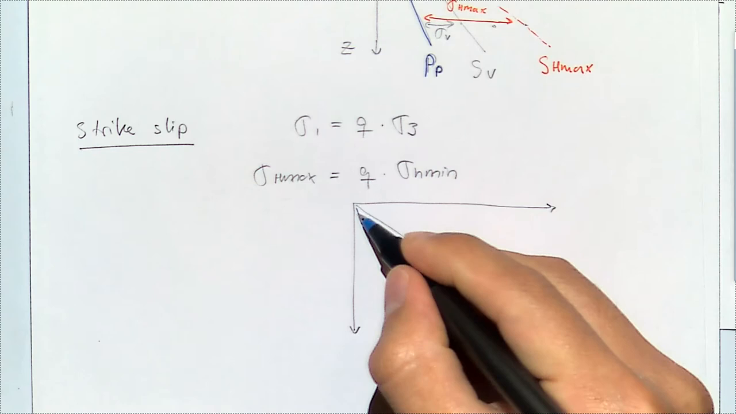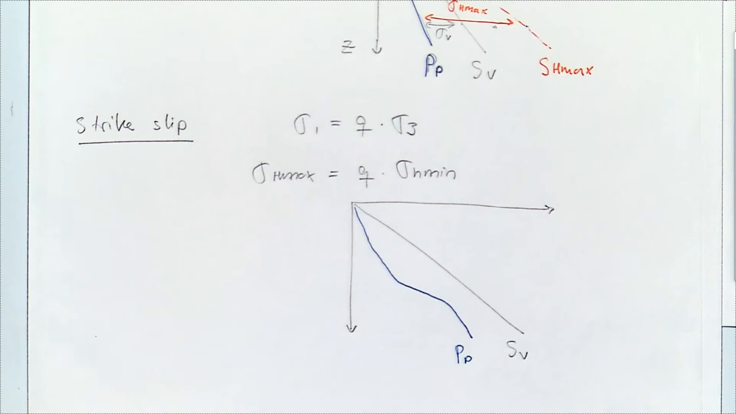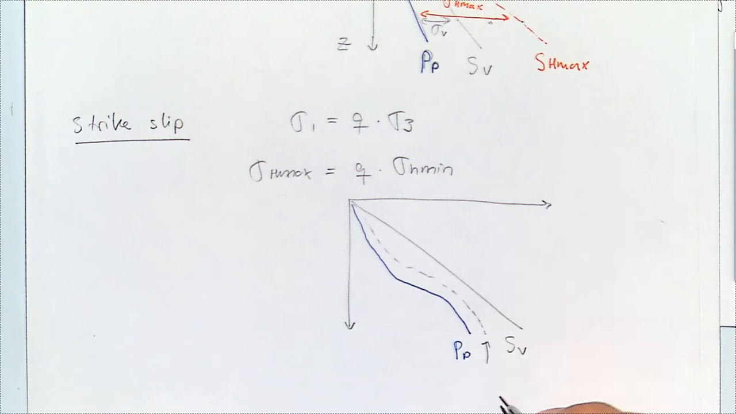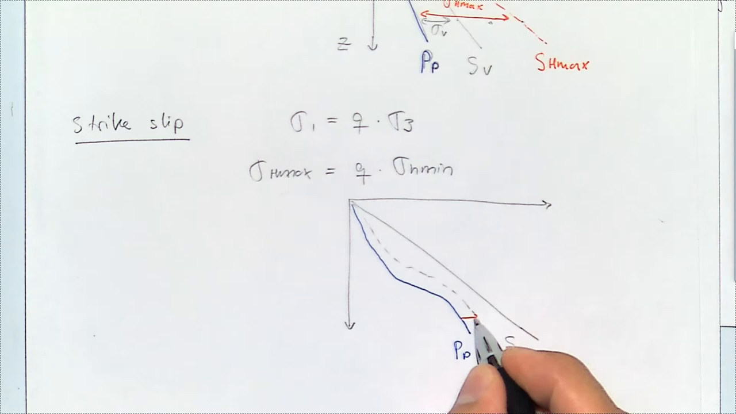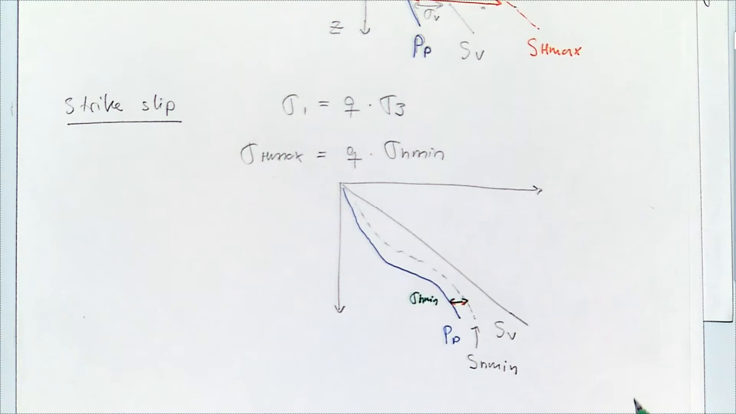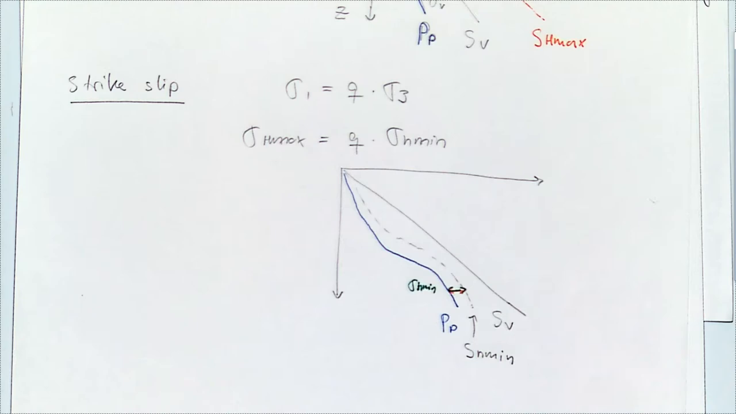Let's say that this is pore pressure. And notice that now we have some overpressure. Let's say that we know what is SH min. So if we know what is the value of sigma H min, I shouldn't have used that color. Let me use green. If I know what the value of sigma H min is, then I know that sigma H max cannot be more than 3 times that. So let's say something like this.